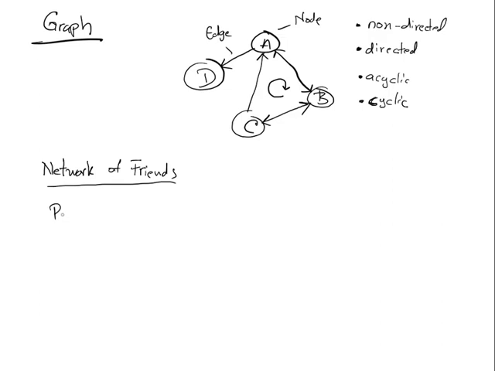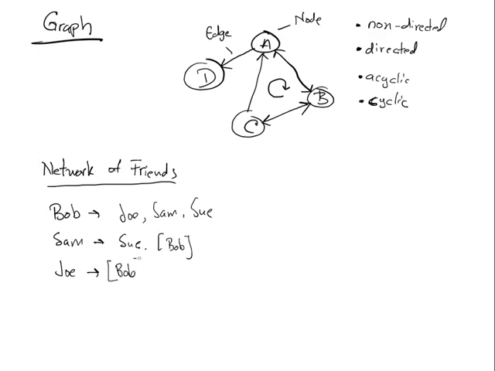So let's say we have a guy named Bob, and he has friends Joe, Sam, and Sue. All right, and then we have Sam, and he knows Sue. And then we have Joe, and Joe, he doesn't really know anybody. I'm going to go ahead and draw in the implicit relationship back to the original person. So Sam knows Bob from above, and Joe knows Bob from above. And I'm going to put that in brackets.